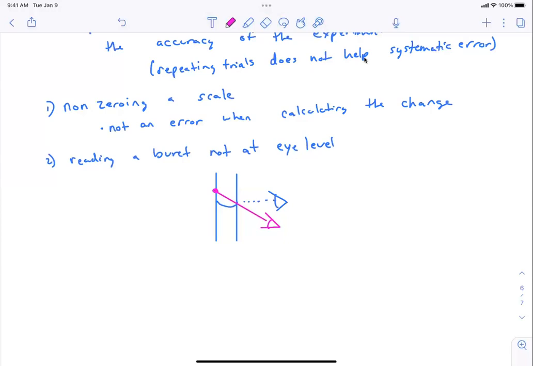Now, again, if you're doing titration, then it doesn't matter because you're doing the difference in volume in a titration. So it doesn't matter if you're doing that. So not an error when it's changed. Yes, Alexandra.